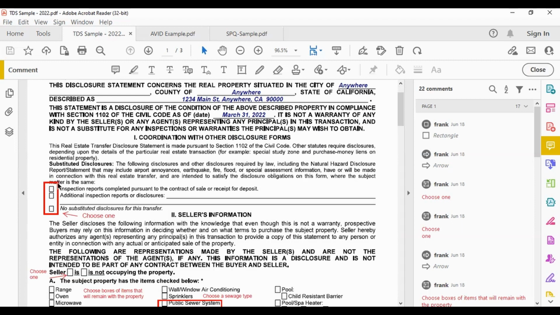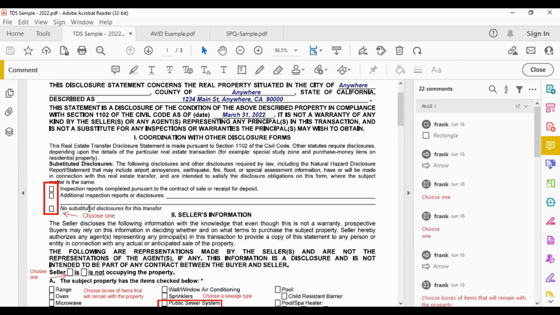I see these boxes empty probably 50% of the time. When I see these boxes empty right there, I say to myself, okay, I'm going to pass this disclosure along to the buyer, but it is not truly complete. It's arguable that this document has been given to me and is not finished.